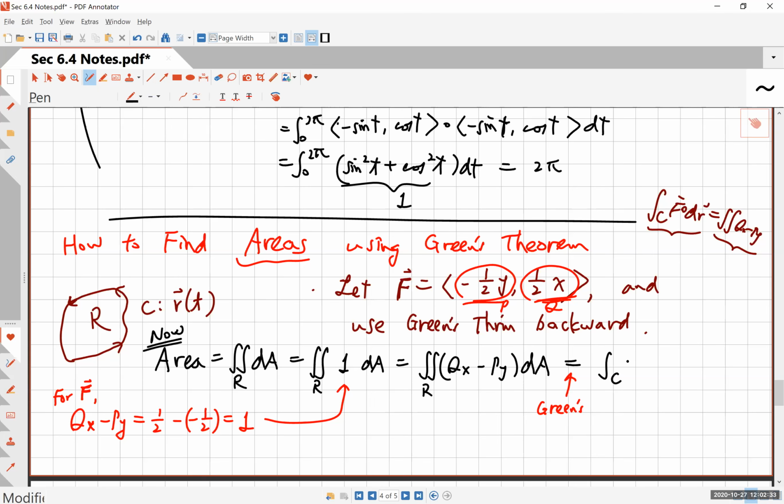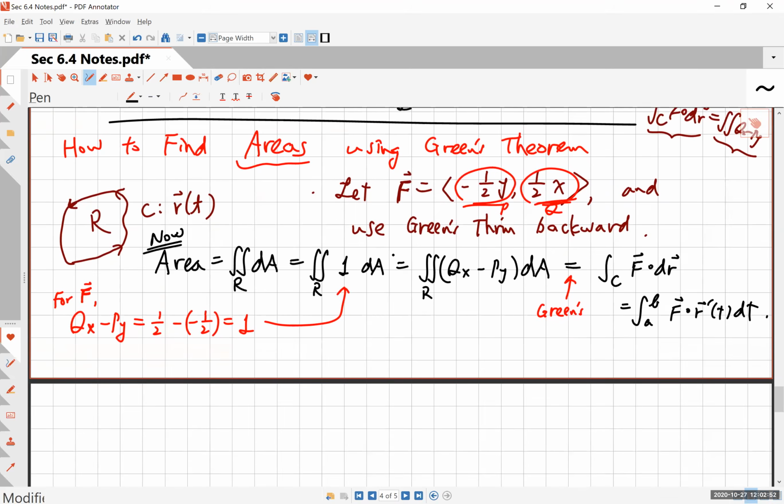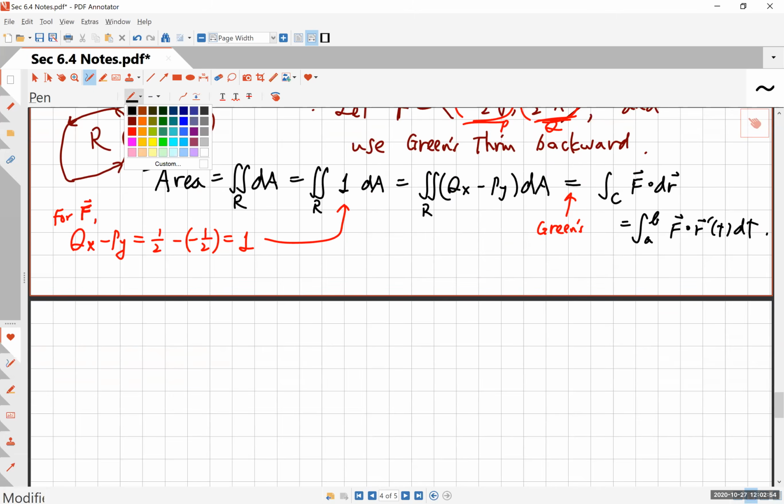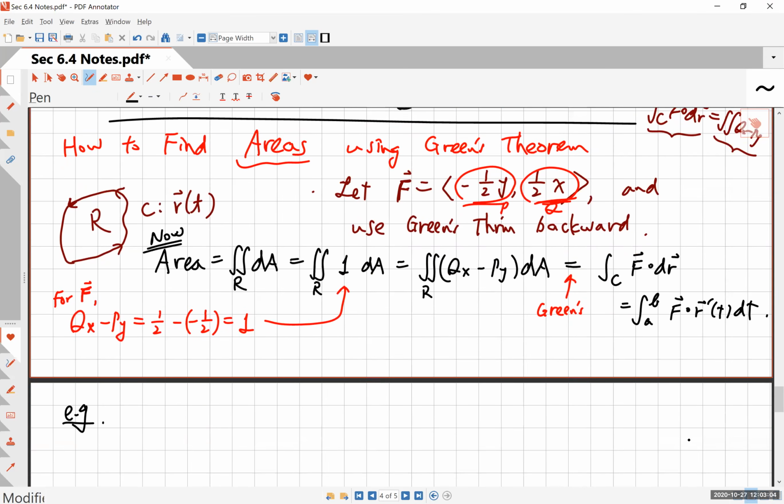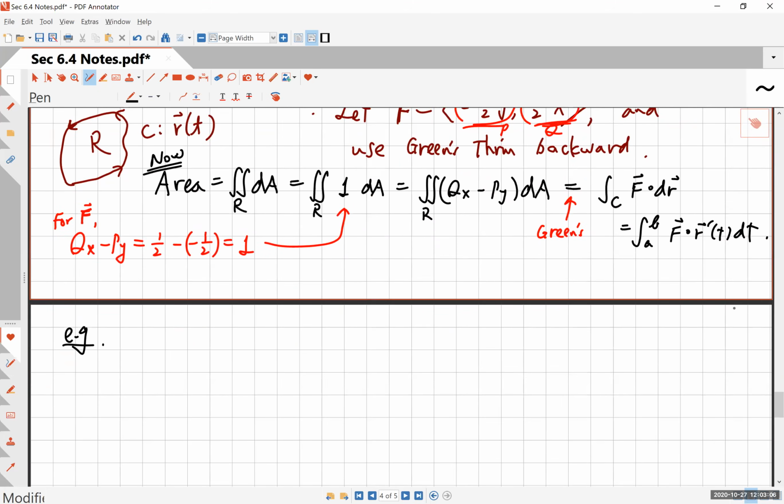This is the line integral over the boundary curve C of F dot dr. Get that? Of course, you know how to calculate this. This is, let's say, the integral from a to b of F dot r prime dt, right? And that's something we've done. Let me give you one example and I will quit. Here's the one example I'm going to give in applying Green's theorem to find the area.